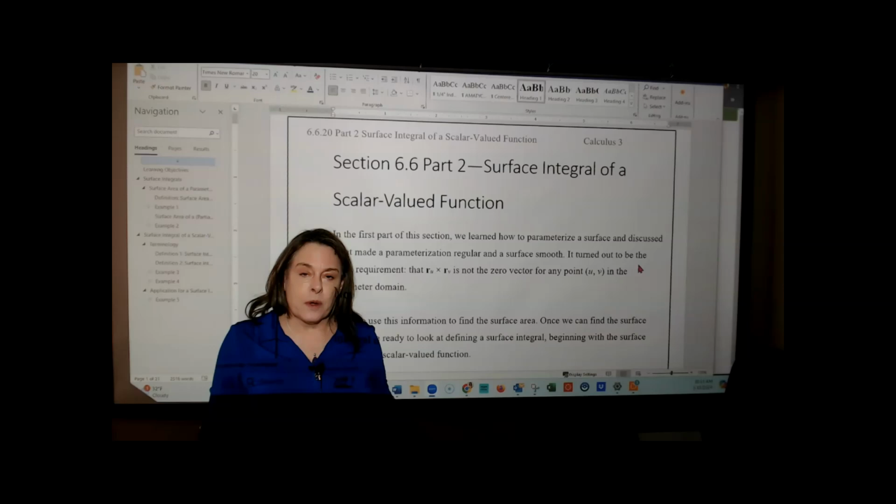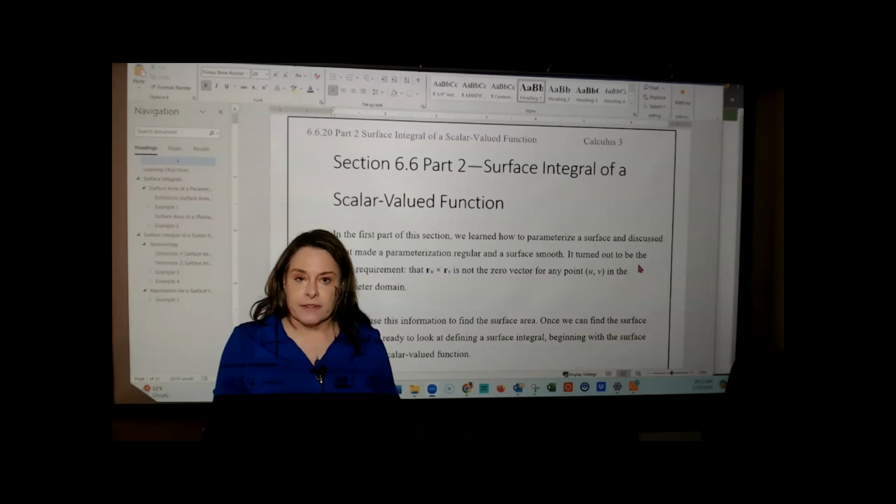In this particular one, we've already learned how to parameterize a surface, and we learned that a regular parameterization, which results in a smooth surface, is one in which the directional derivatives r with respect to u crossed with r with respect to v is not the 0 vector for any point on the surface. Now we want to use this information in order to find the area of a surface.